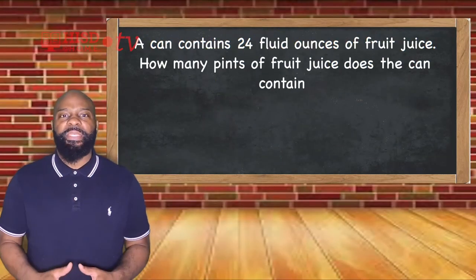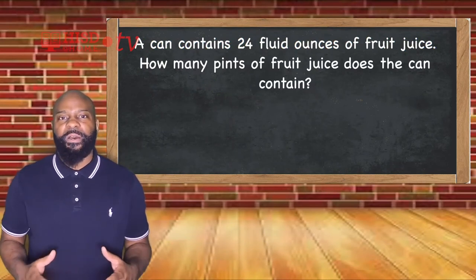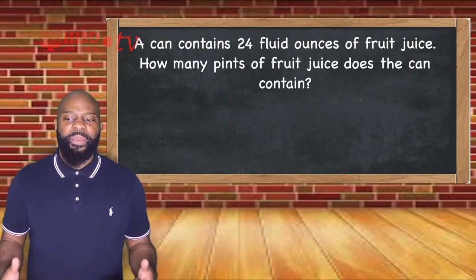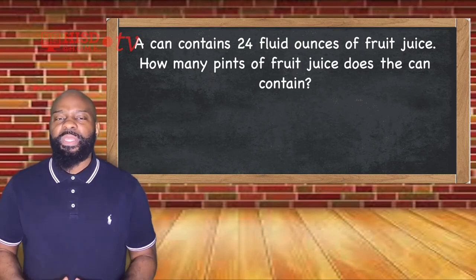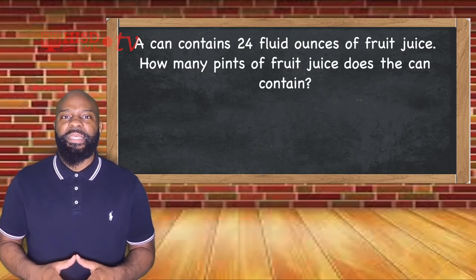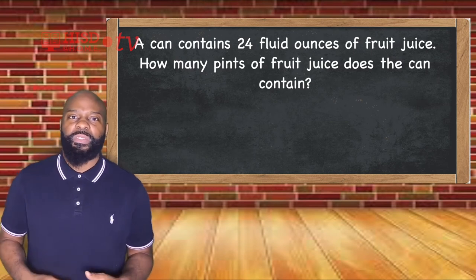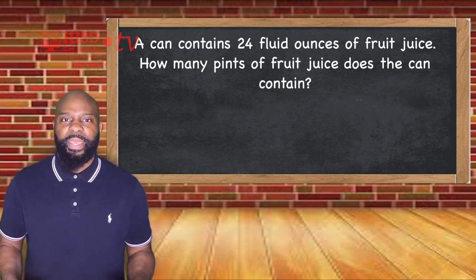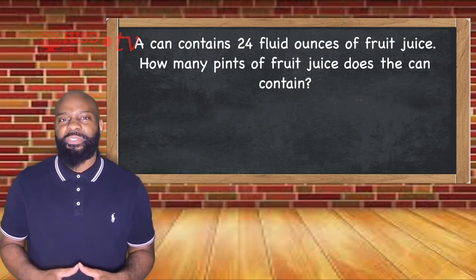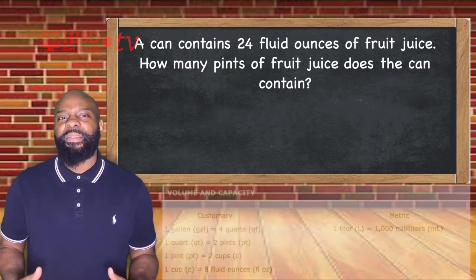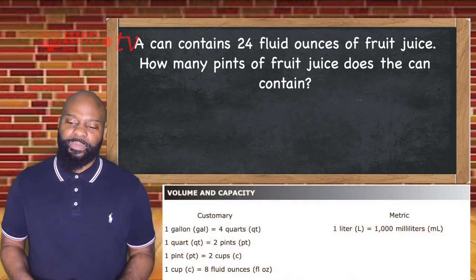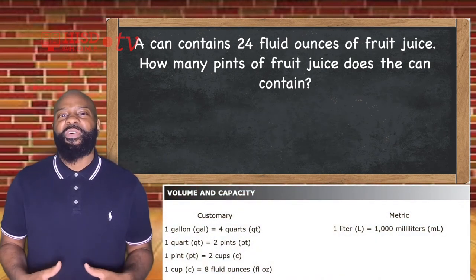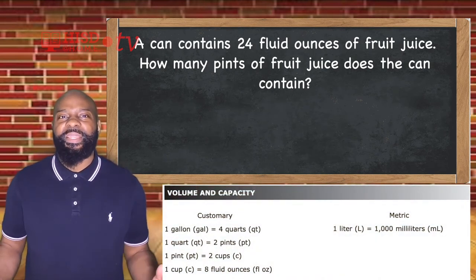A can contains 24 fluid ounces of fruit juice. How many pints of fruit juice does that can contain? So in this particular problem, I see that I'm comparing the units fluid ounces with pints. I grab my mathematics chart to find the relationship of fluid ounces to pints. As I scroll down on the mathematics chart, I don't see a direct relationship of pints to fluid ounces.